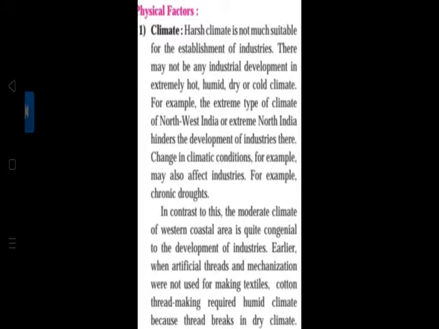Earlier, when artificial threads and mechanization were not used for making textiles, cotton thread making required humid climate because thread breaks in dry climate. Now, there is a particular climate for certain products, and if you want high quality finished products, climate has to be taken into consideration. So one of the reasons why cotton thread making required humid climate is that the thread used to break in dry climate, so it can't be located there. Establishment of these cotton industries cannot be in extreme places.